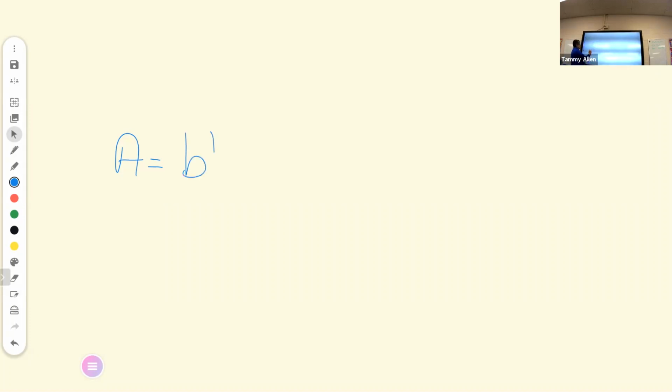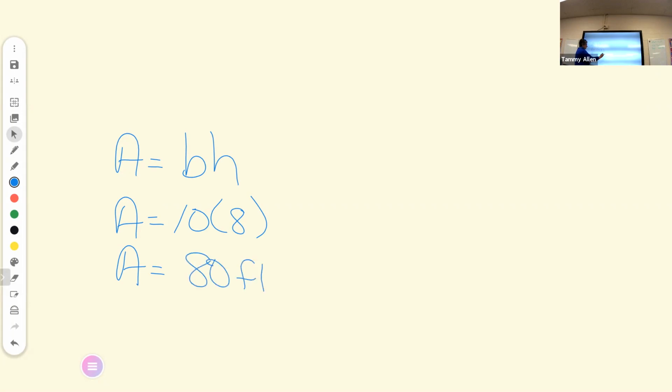What's the measure of the base? 10. What's the measure of the height? 8. What then is the area of this parallelogram? 80 feet? Square feet. 80 square feet. Questions on that one?